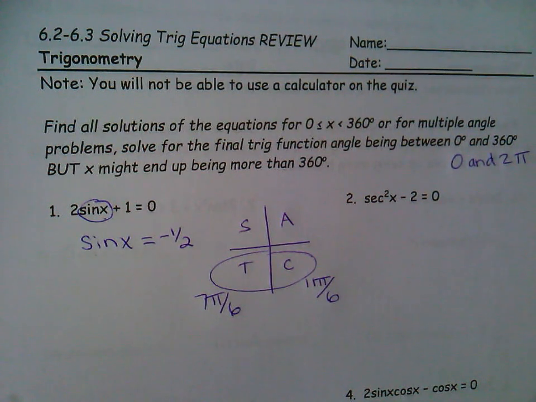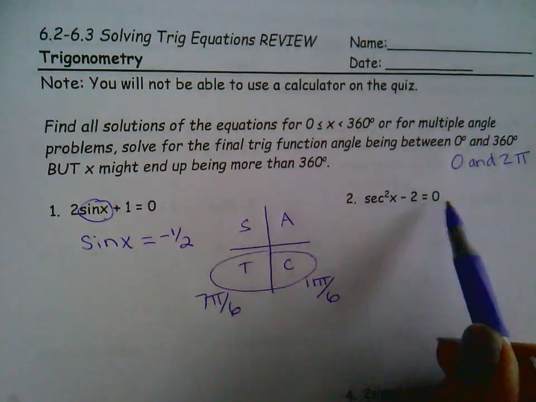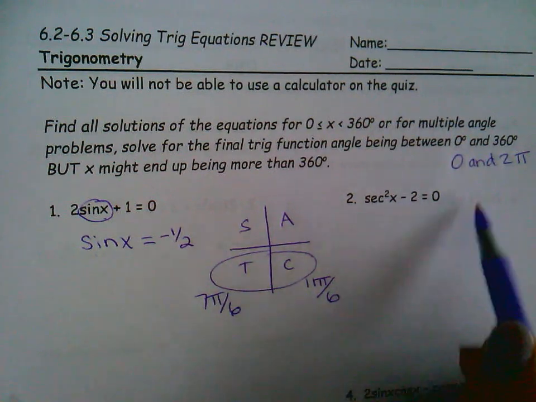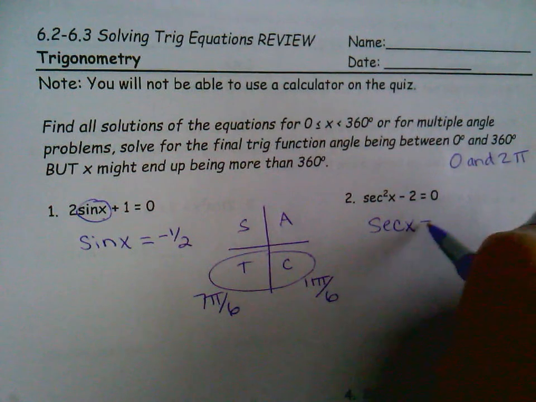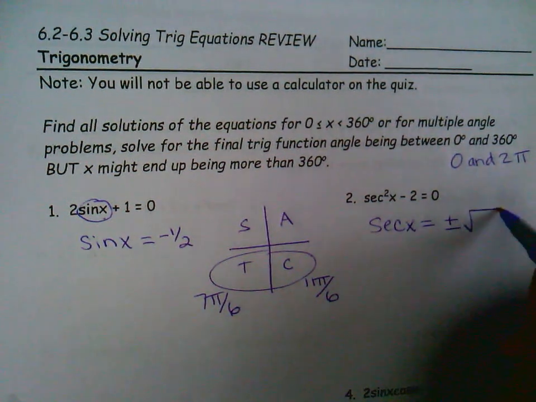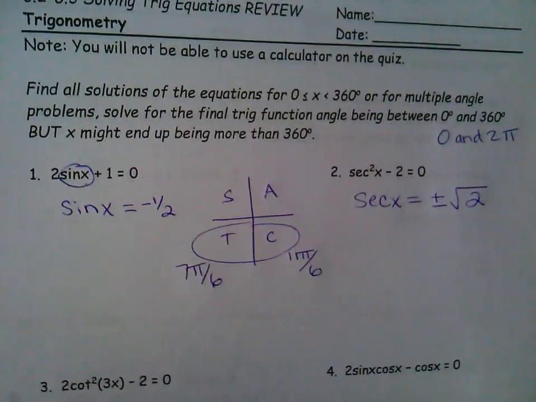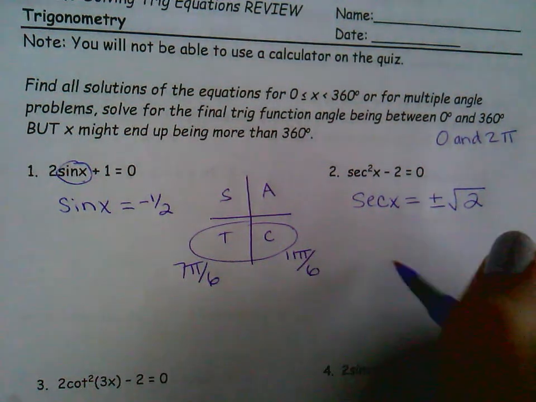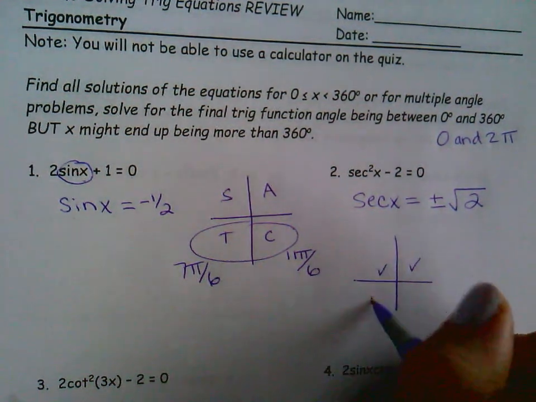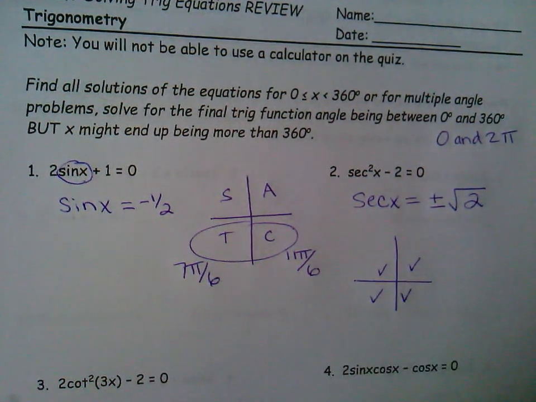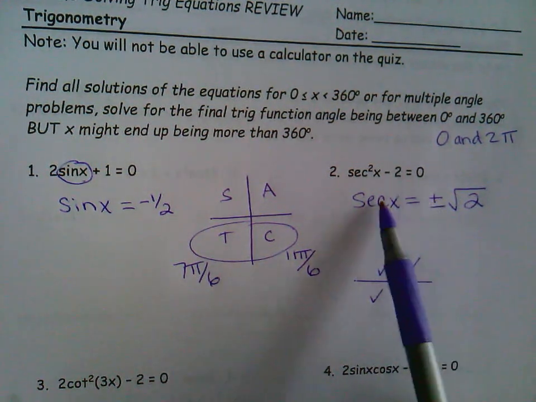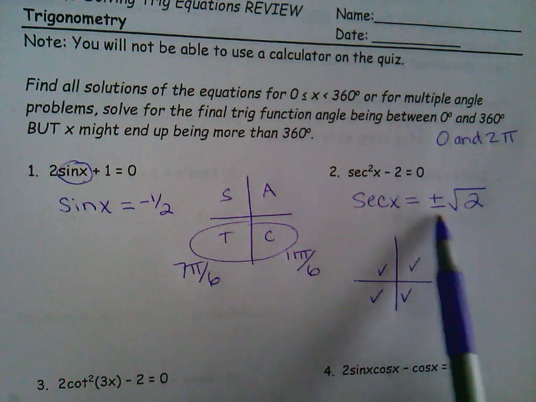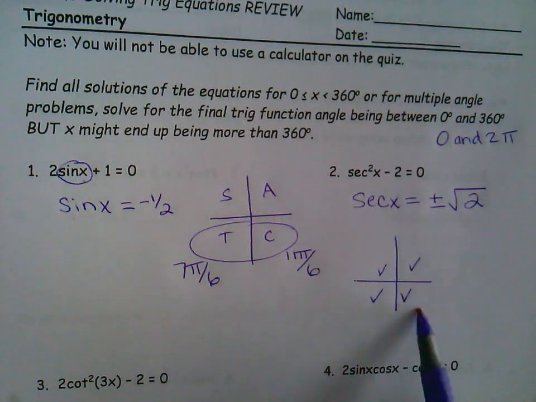In number 2, we're going to add 2 to the other side and then take the square root. So we would have that the secant of x is equal to plus or minus the square root of 2. So we are actually looking for an angle in every single quadrant because secant is positive where cosine is positive and it's negative where cosine is negative. So all 4 quadrants are going to have a solution.